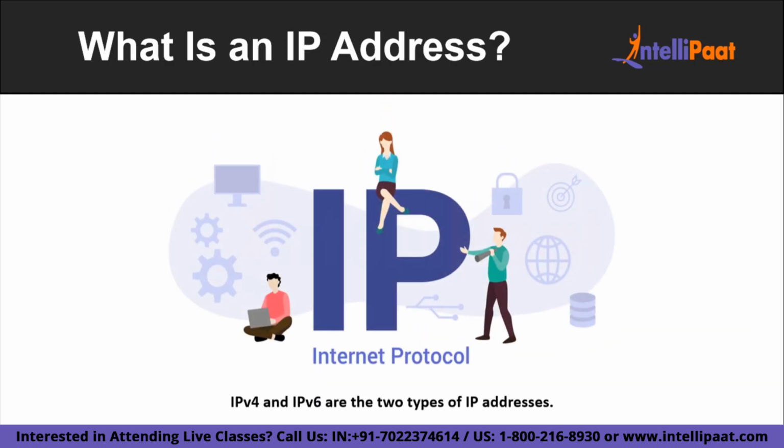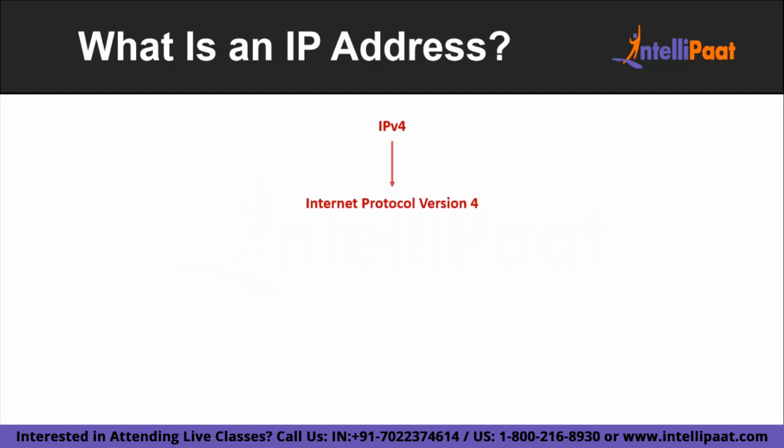Right now, there are two types of IP addresses used in the market. The first one is IPv4 and the second one is IPv6. The most common type of IP address is known as IPv4, standing for IP version 4. Here is an example of what an IPv4 address might look like.